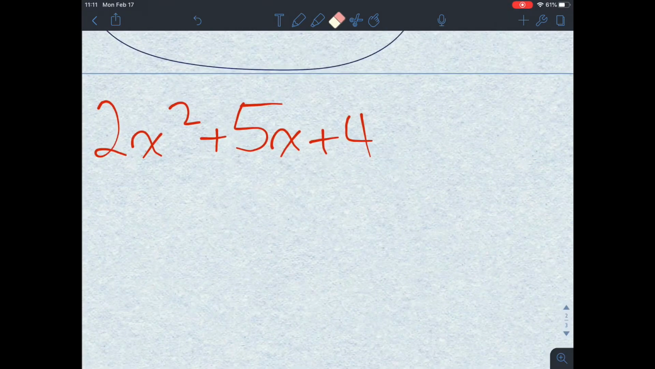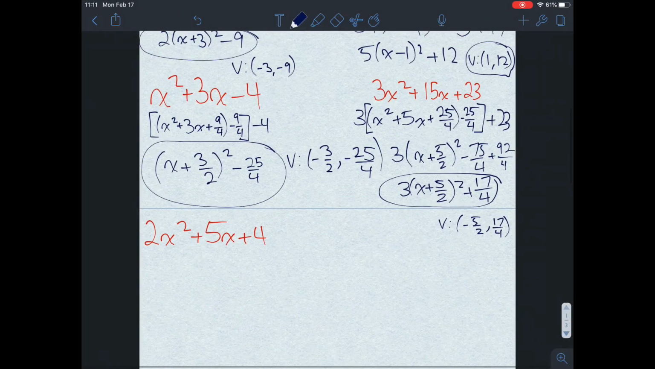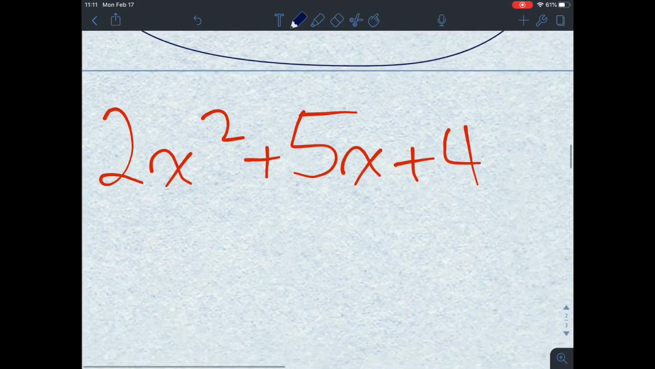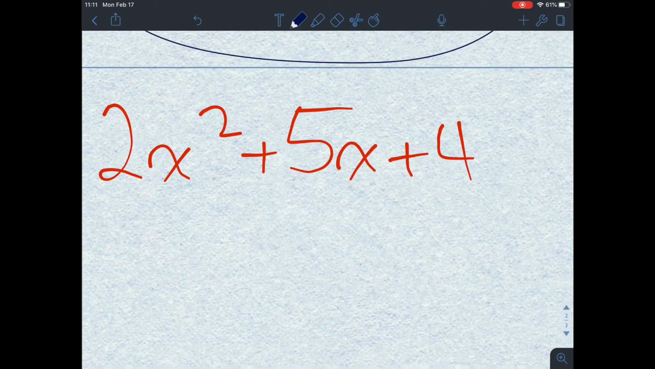Okay, we have one more left, and I'm thinking about doing another problem. Actually, no, this is fine, because I have what I wanted to tell you guys here. So we have 2x squared plus 5x plus 4. So here we could just take out the 2. We don't necessarily need to take out the 2, but it makes it much easier to just take it out.